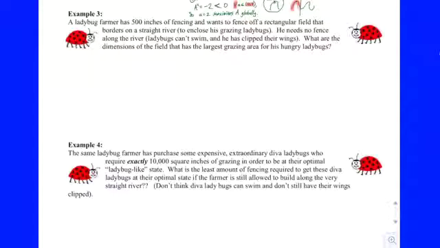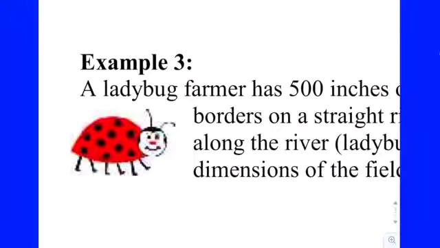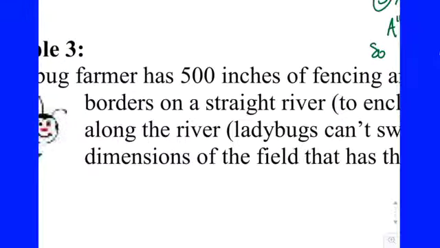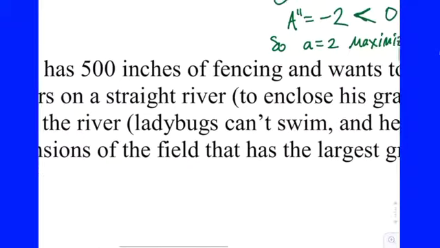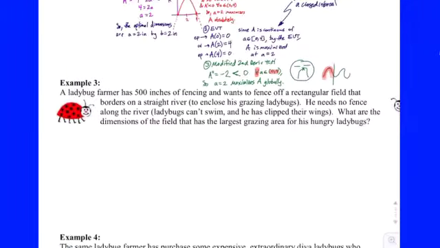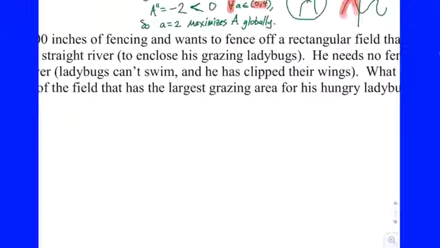So here's one example. A ladybug farmer has 500 inches, that's linear inches, of fencing, and wants to fence off a rectangular portion of a field that borders along a straight river to enclose his grazing ladybugs.